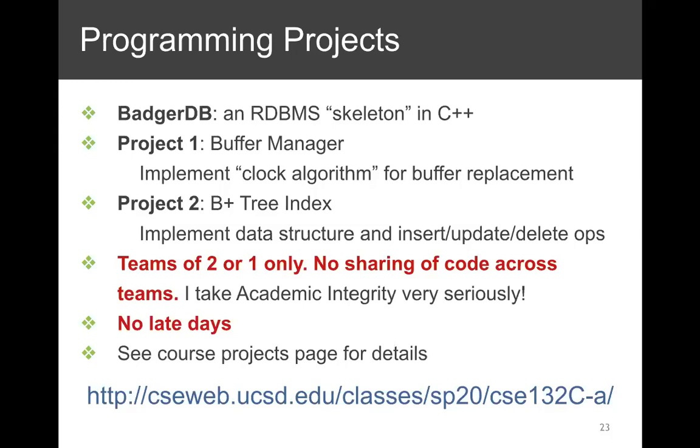Second project is a larger project and more difficult project, and that's the B+ tree index. You have to implement the index data structure using the BadgerDB APIs, and you have to support inserts, deletes, and update operations on this index structure. Again, you don't have to worry about it for now. You don't know how these things work. We will cover it in the class, how index structures like this B+ tree index work, and then you'll have to implement it in C++.